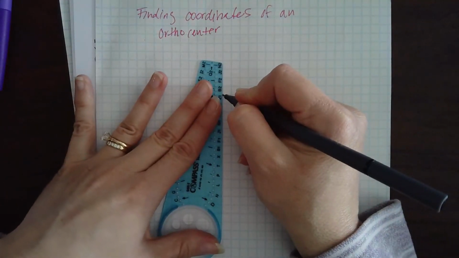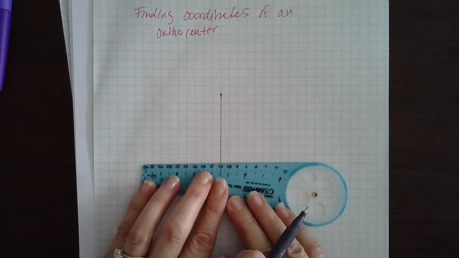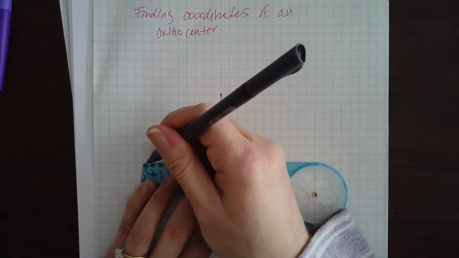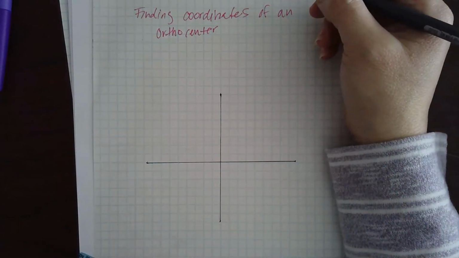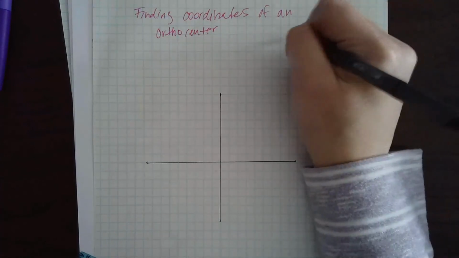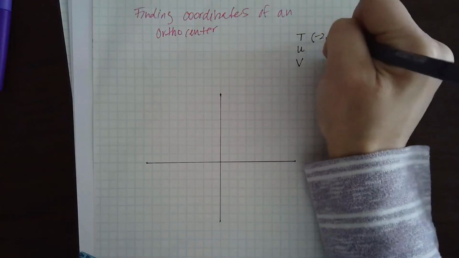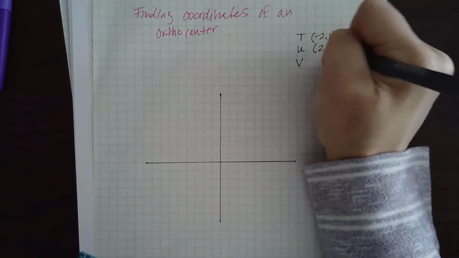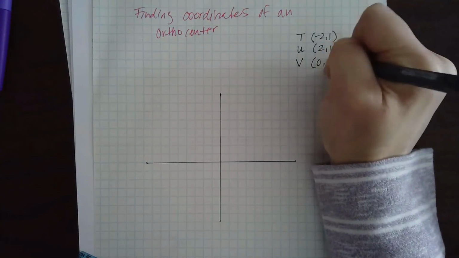I'm just going to draw a 4-quadrant grid using my straight edge. Okay. I'm going to give you 3 points: T, U, and V. T is going to be the point (-2, 1), U is going to be the point (2, 1), and V is going to be the point (0, 4).